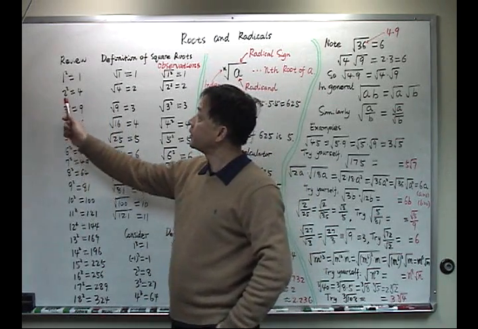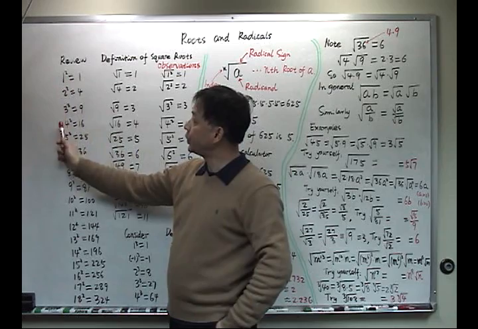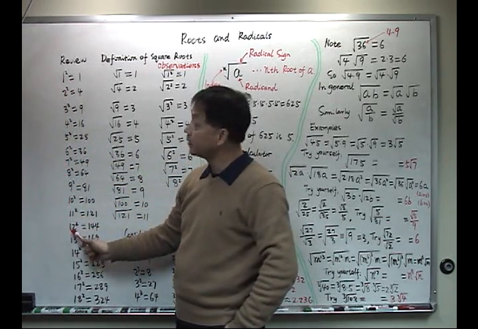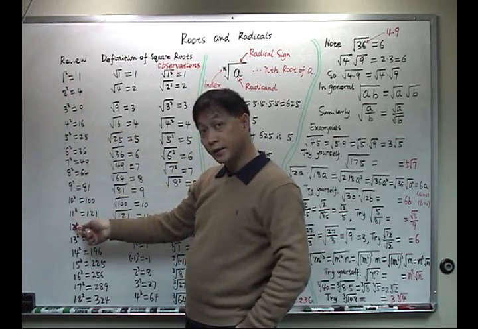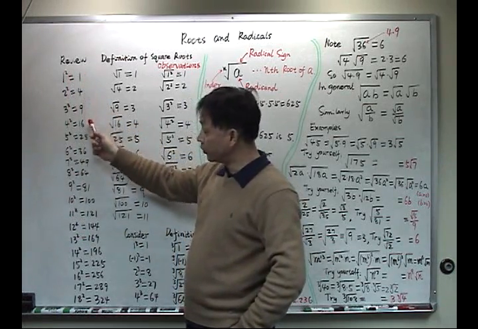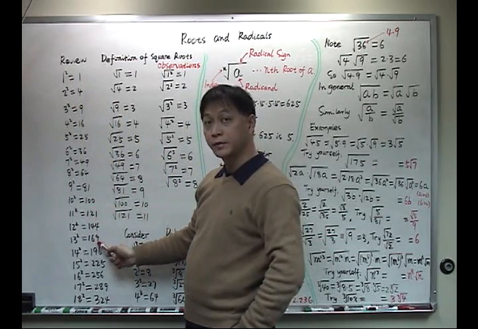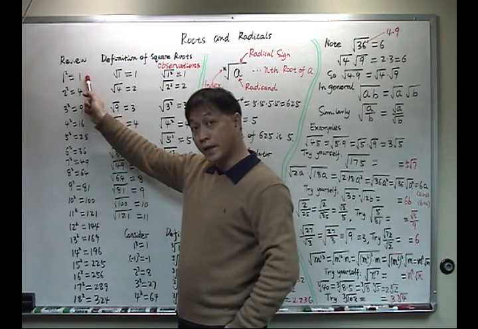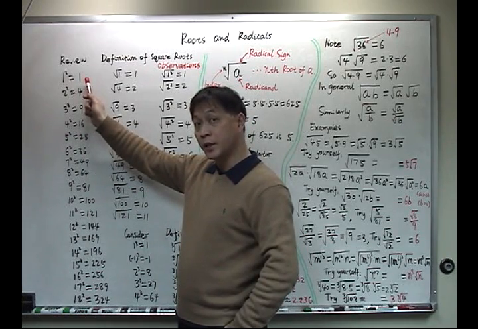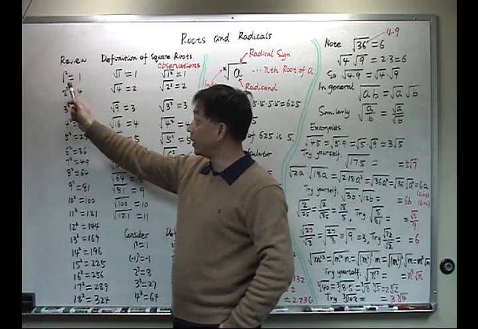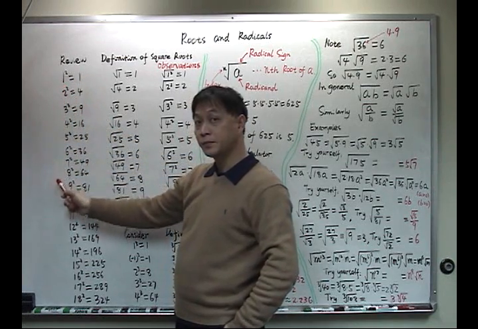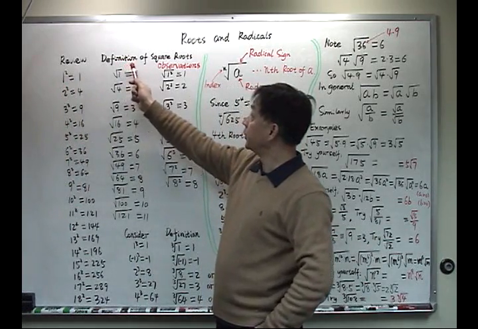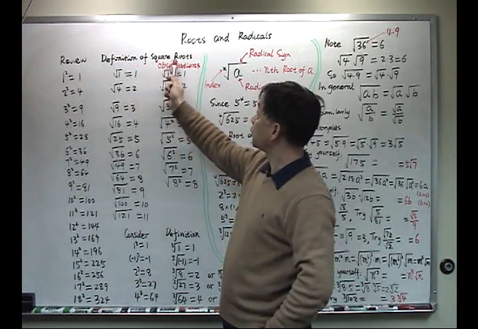Given a number 1, 2, 3, 4, 5, 6, 7, 8, 9, 10, 11, if you square it, you will get the number on the right hand side. Now the question is that given a number on the right hand side, are we able to find out the number on the left hand side? For this we will use the definition of square roots.